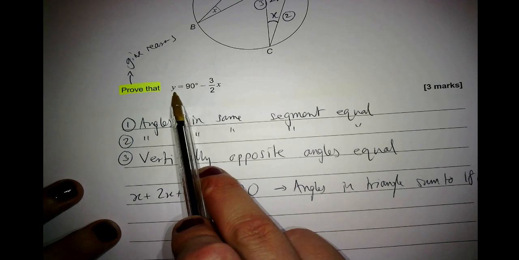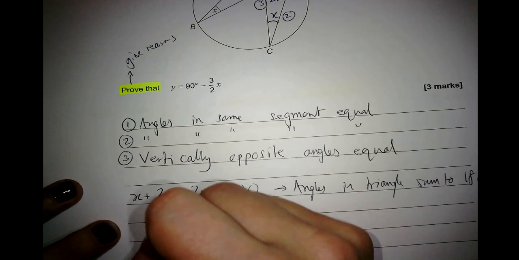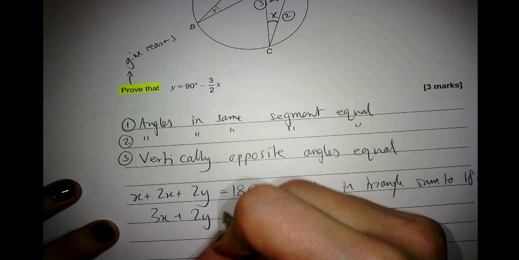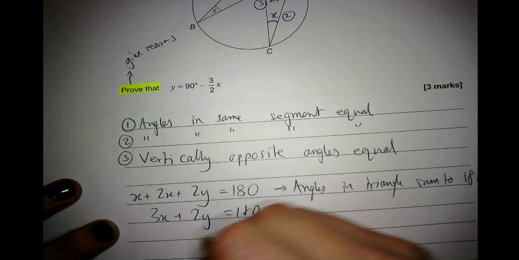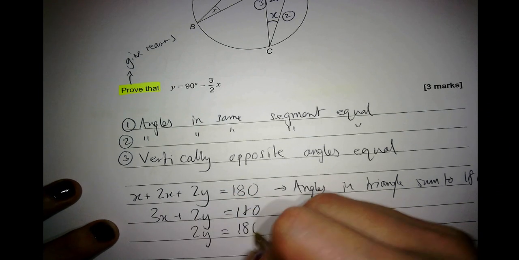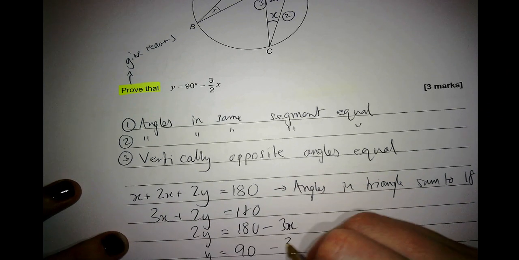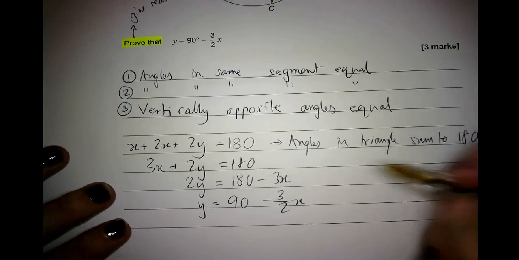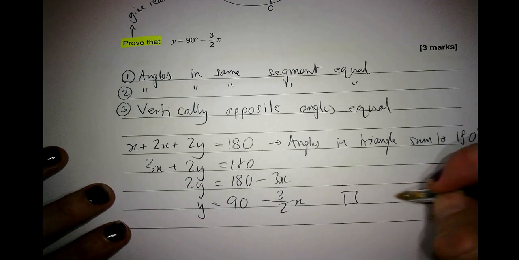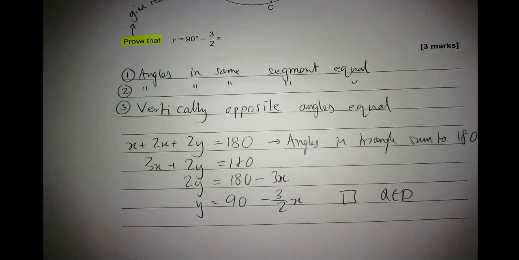I can see y is the subject, so I'm going to see if I can make y the subject. So 3x plus 2y equals 180. So 2y is 180 minus 3x. So y is 90 minus 3 over 2x. And I've shown the thing. I can write this, or I can write QED. I don't need to, but I'm feeling fancy to show the thing. Show that I've shown the thing they asked for.